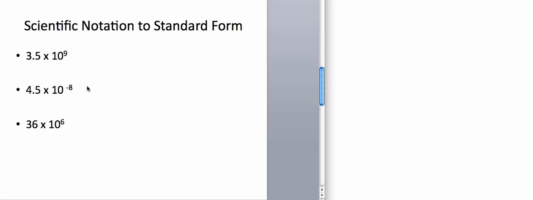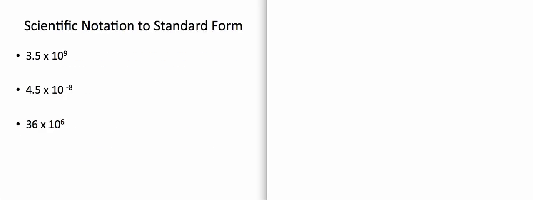So let's take a look at a couple different examples. What we have is 3.5 times 10 to the ninth. That's one big number. What that means is we've got 3.5, and this 10 to the ninth tells us we're going to move 9 spots right with our decimal. So we have 3.5. We're going to move it 9 spots: 1, 2, 3, 4, 5, 6, 7, 8, 9. We put our new decimal there.